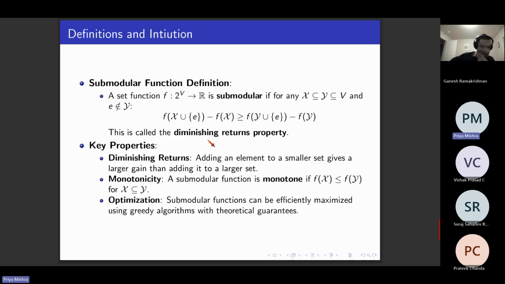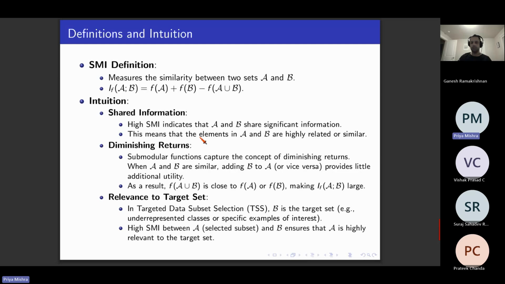We are going to use this property in another function, which is our base function used in the algorithm. What the diminishing returns property tells us is that as the subset size increases, the gains decrease. When we add an element to a larger subset, the gains will be less as compared to a smaller set. A function which follows this property is known as a submodular function.